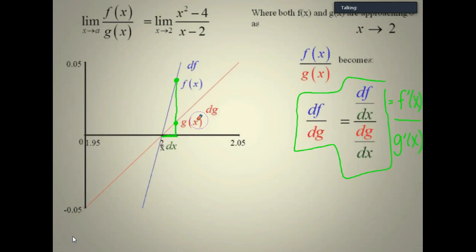So let's compare their slopes. The slope of the numerator is 2x. The slope of the denominator is 1. So the numerator slope compared to the denominator slope is 2x over 1. Looking at your limit, oh, we get that same 4 I just got. So the slope of the top over the slope of the bottom gives the same result.